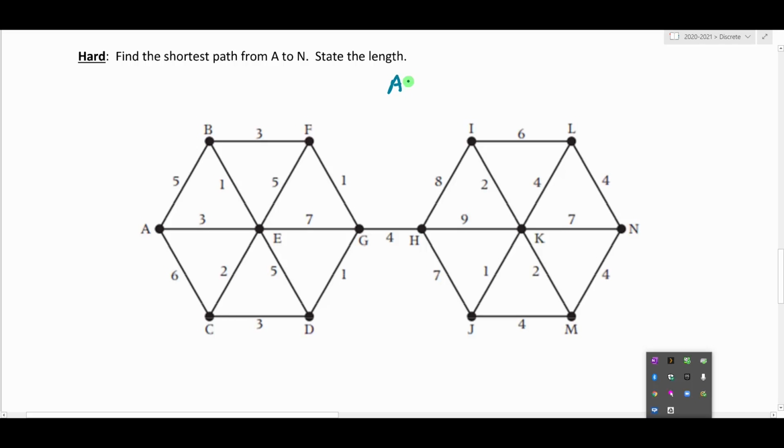All right, you got A, E, B, F, G, H, J, K, M, N. Right, and that's to get from A to N, and it had a distance of 26. All right, so there's your correct answer for that one. And this one would be considered a hard one. There's a lot of different paths to analyze there.